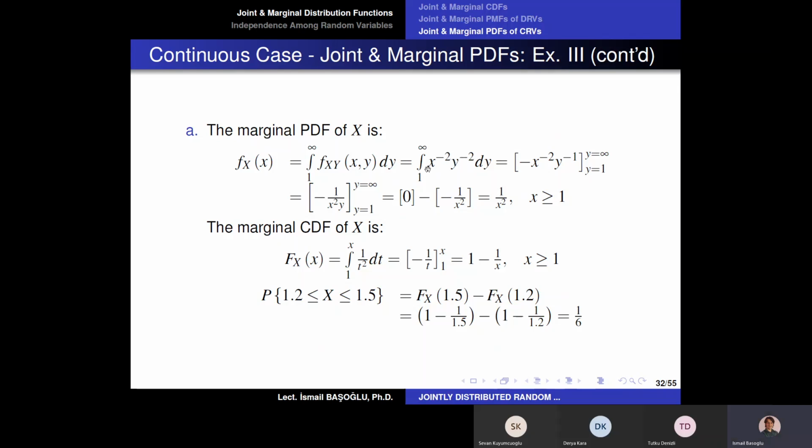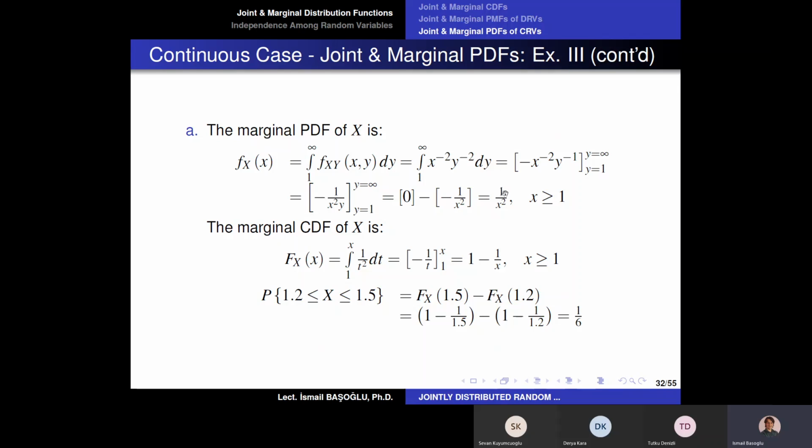Now, remember what we are doing. If we are supposed to integrate with respect to y, we are going to increase the order of y by 1, and we are writing that value as a multiplier in the denominator, right? So that integral is going to be minus x to the power minus 2, y to the power minus 1. And when I plug in y values as infinity and 1 here, now I am rewriting the result of the integral like this. If you write infinity in place of y, you get 0. And if you write 1, you get minus 1 over x squared. And the difference is 1 over x squared.